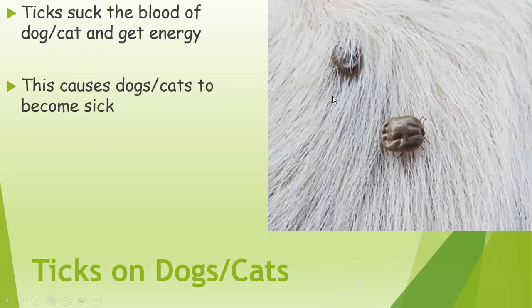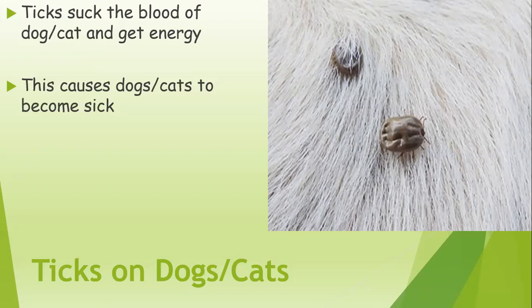Our dogs and cats have a hairy body, so the ticks are there inside those hairs, and they stick themselves on the dog or cat's body. Once they are stuck there, they keep sucking the blood of the dog or the cat constantly. This causes the cat or dog to become weak or sick in the long term, because it is there for a long time on their body.